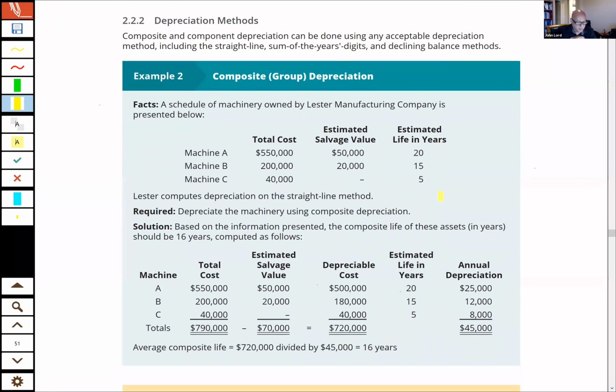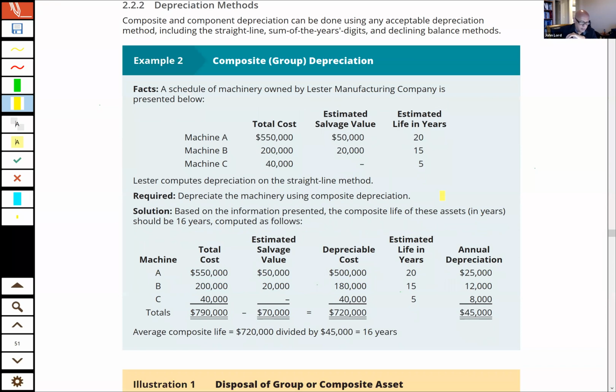So we've got these different assets that are being depreciated as a group. Now we take the total of the cost, we take the total of the salvage value. That gives me a depreciable cost of 720,000. Now, if I depreciated each one of them separately, and then I total that, that gives me the total annual depreciation for this group. I take that and I now have 720,000 divided by 45,000. They're depreciating this asset over a 16-year period on average, okay?